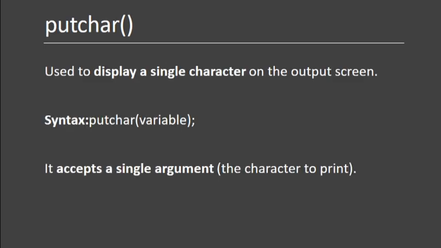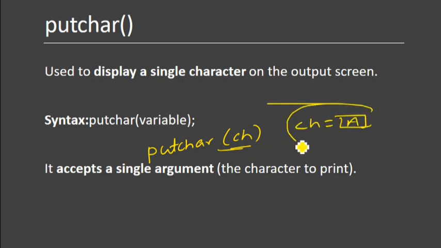Similarly, the putchar function is used to display a single character onto the screen. The syntax is putchar with a variable; it accepts a single argument. For example, I am writing here putchar(ch), because previously we explained that ch is a variable which holds a. In order to print the character output, we should mention where the character is stored. ch is the variable where the character a is stored, that I would like to print onto the screen by using the putchar function.